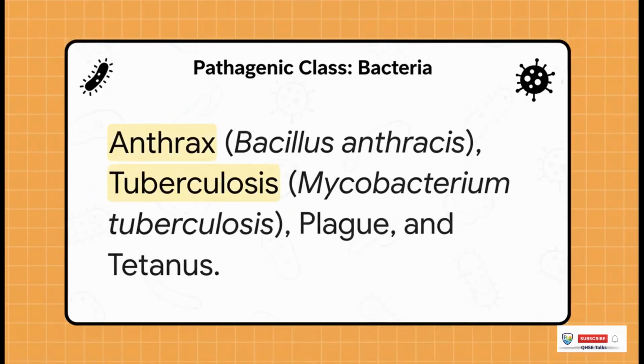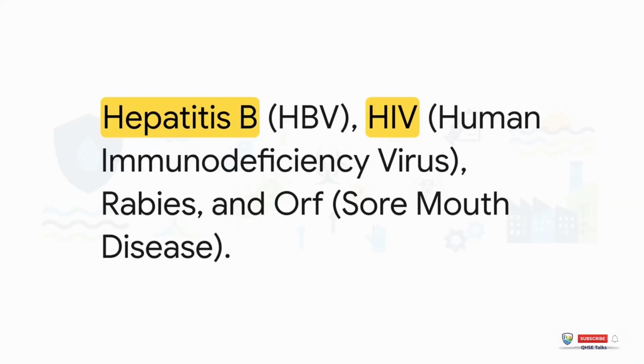First up, we've got bacteria. These are some of the heavy hitters you are for sure going to see. We're talking about things like anthrax, which is caused by Bacillus anthracis, or tuberculosis, which comes from Mycobacterium tuberculosis. Being able to connect these pairs, the disease and the agent, is a classic way the exam will check your fundamental knowledge.